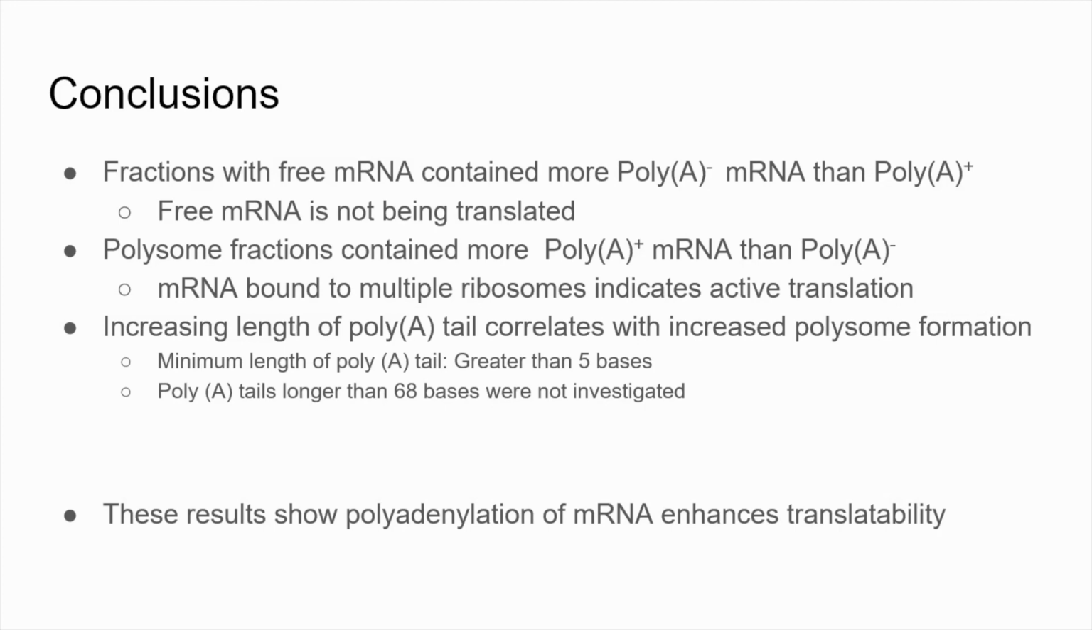So the big conclusion from this data is that the polyadenylation of mRNA does enhance translatability, with the caveat that the poly-A tail is not strictly required because there was still quite a bit of polysome formation even without the poly-A tail.